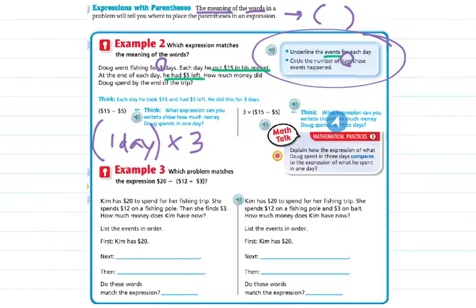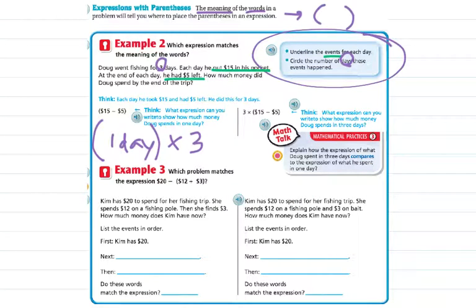It says, think. What expression can you write to show how much money Doug spent in 3 days? So what we do is we calculate the cost first of 1 day, and the parentheses allow us to calculate that first because we know the terms inside the parentheses are like those kids who say, pick me, pick me, pick me. So we're going to pick them first, and then we're going to multiply that difference by the total amount of days. So it says, math talk, mathematical practices.